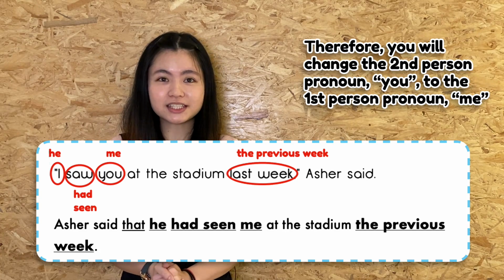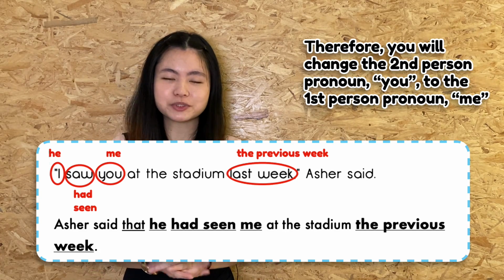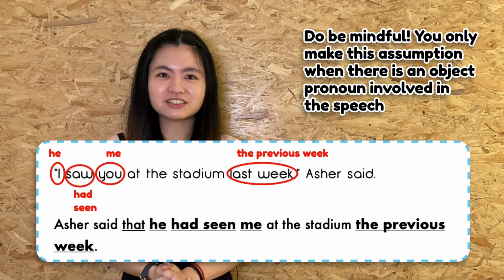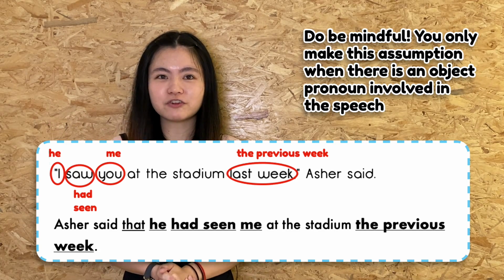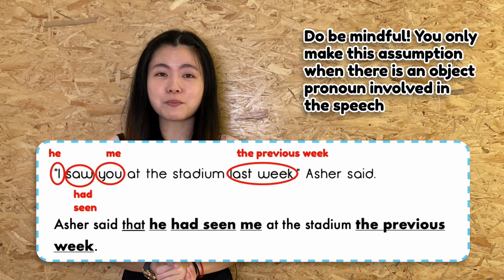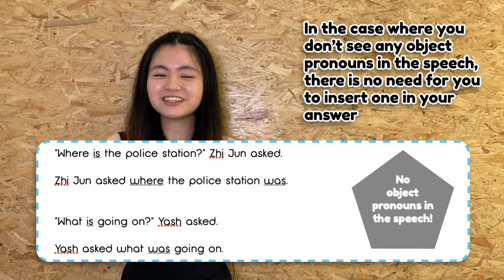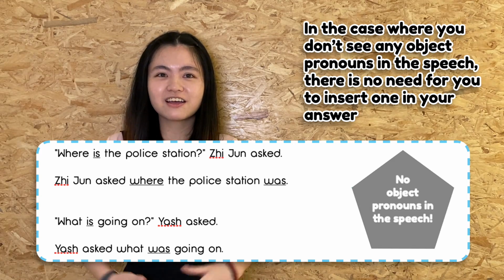Therefore, you have to change the second person pronoun you to the first person pronoun me. Do be mindful, you only make this assumption when there is an object pronoun given in the speech. If you do not see any object pronouns in the speech, you do not actually have to insert one. Here are some examples.